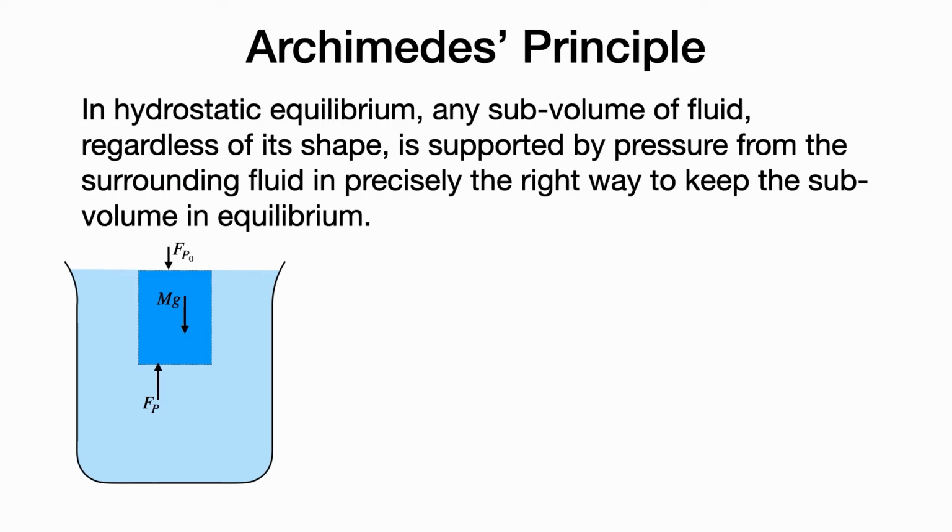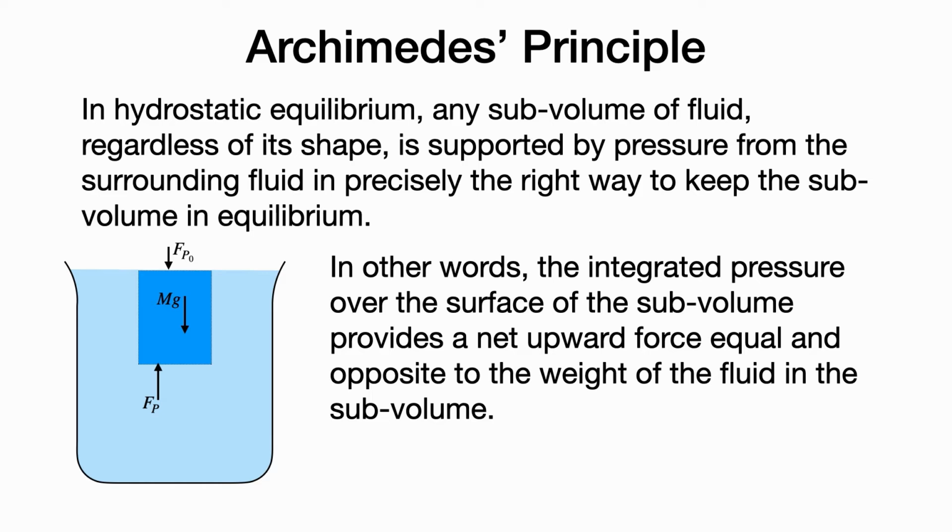In hydrostatic equilibrium, any subvolume of fluid, regardless of its shape, is supported by pressure from the surrounding fluid in precisely the right way to keep the subvolume in equilibrium. In other words, the integrated pressure over the surface of the subvolume provides a net upward force equal and opposite to the weight of the fluid in the subvolume.